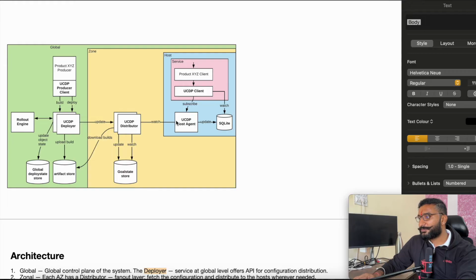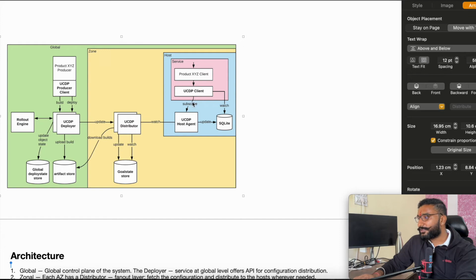This UCDP host agent, you can assume it as a separate virtual machine which is running alongside the different services. So this is one of the services. There can be multiple services on this single host. Great, getting the idea? Okay, so this UCDP client subscribes to the UCDP host here.